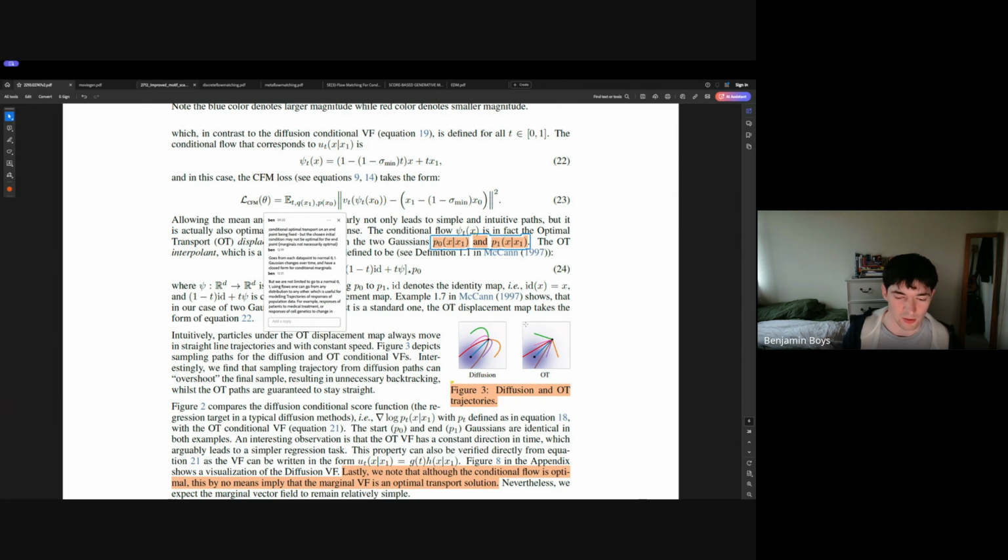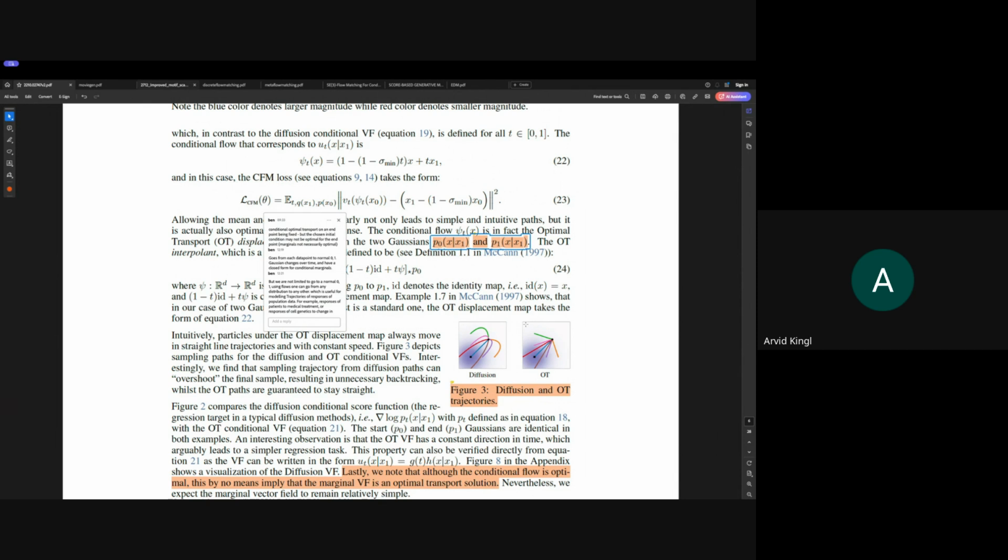But that would be the goal. Optimally, you'd want the paths to be as straight as you can. But that's not true in practice. Does that make sense? I feel like I can explain that better. No, that makes sense.